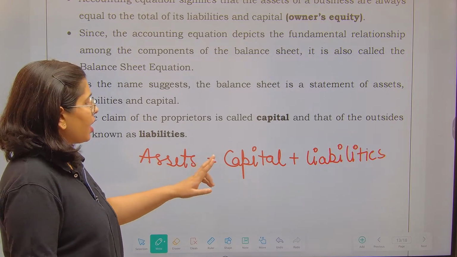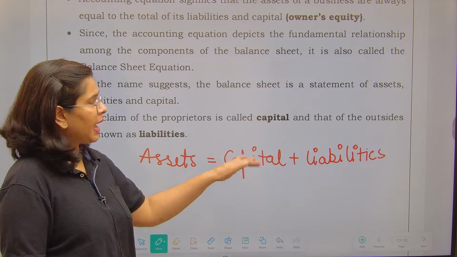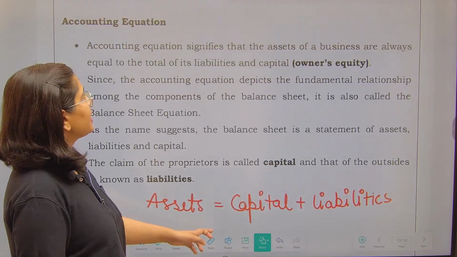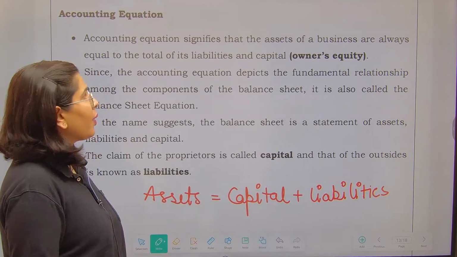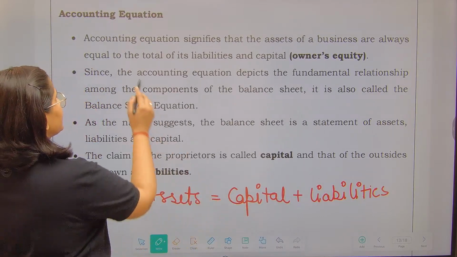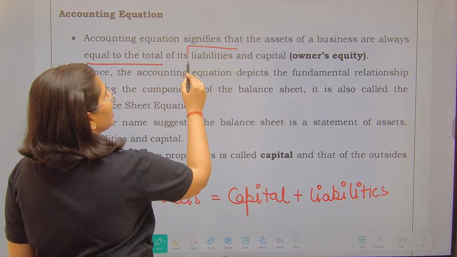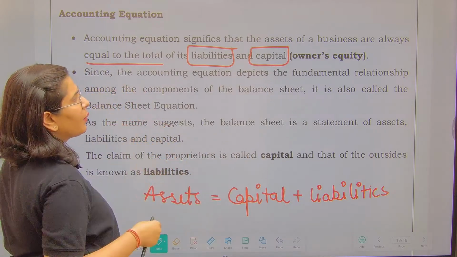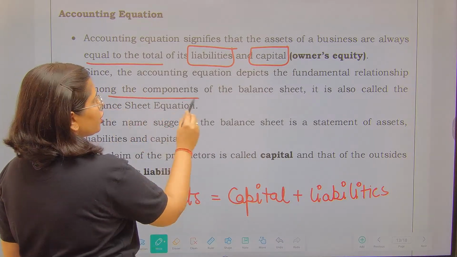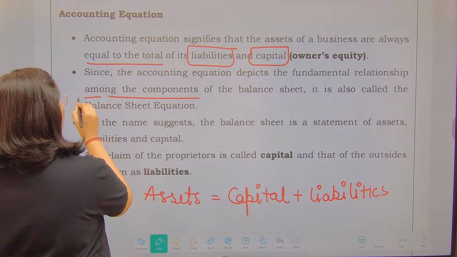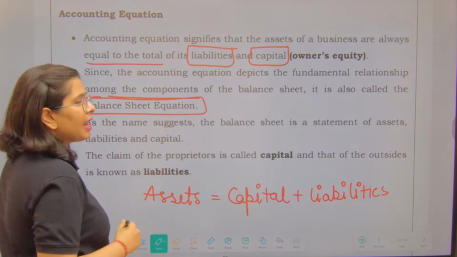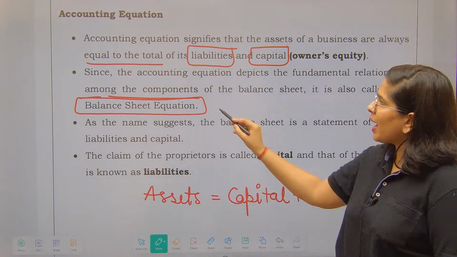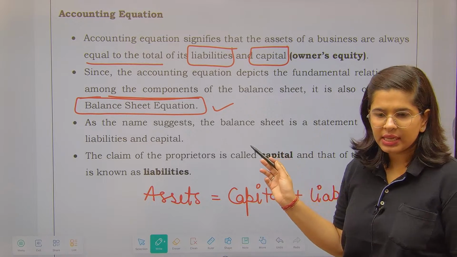Okay? Liabilities is others' fund. Capital is owner's fund, right? So please remember this as well. Let's have a read of it. Accounting equation says that assets of a business are always equal to liabilities as well as the capital. Since the accounting equation depicts the fundamental relationships among the components, it is also called the balance sheet equation.